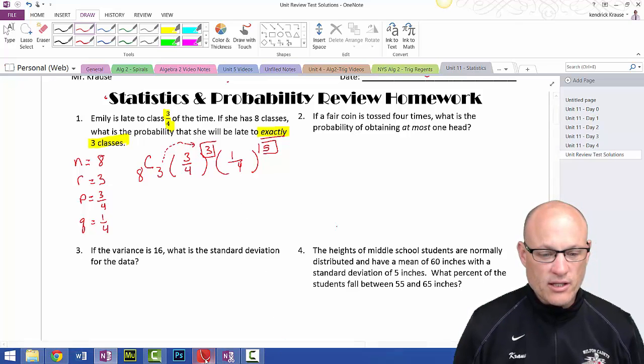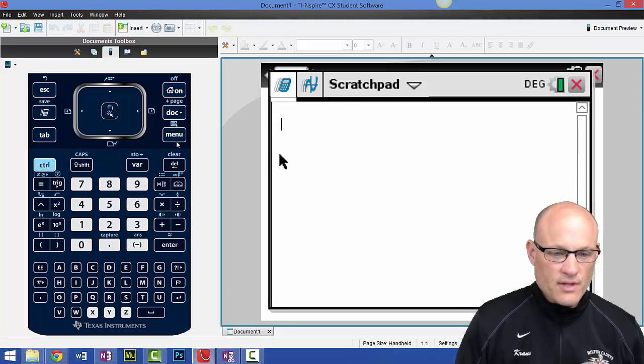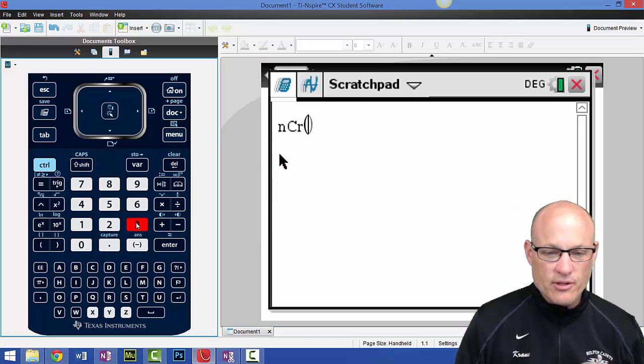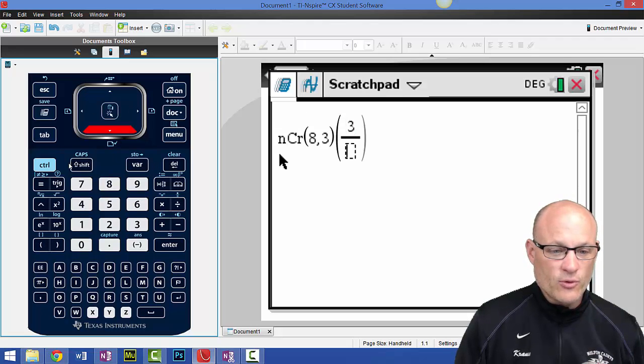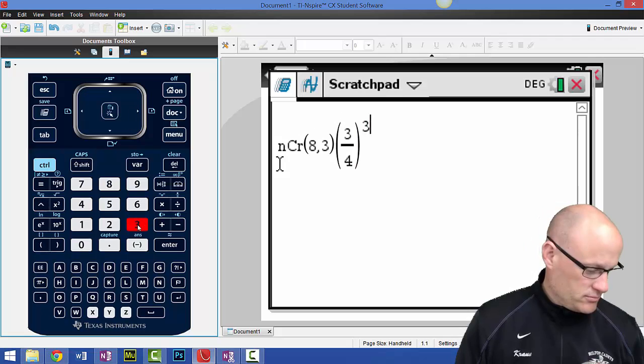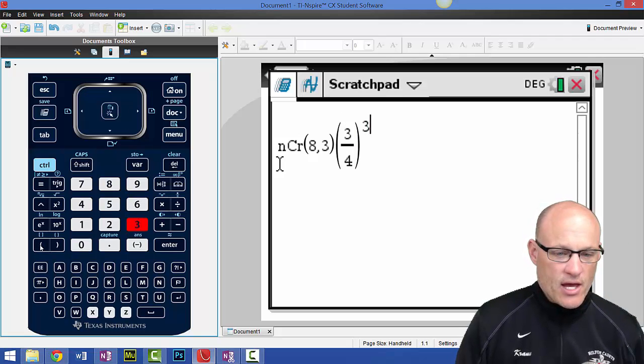So I come over to my calculator. And I go into menu, 5, 3. I've got 8 things. I'm going to choose 3 of them. First set of parentheses was a 3/4. So control division 3/4. And I believe that was cubed. Yes, it was. And then, oh no, look at that. I'm still in exponent mode. There we go. Parentheses, control, division, 1 out of 4, 1 out of 4.